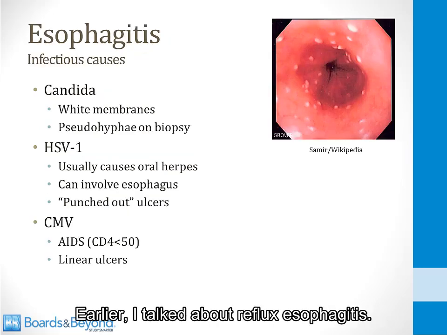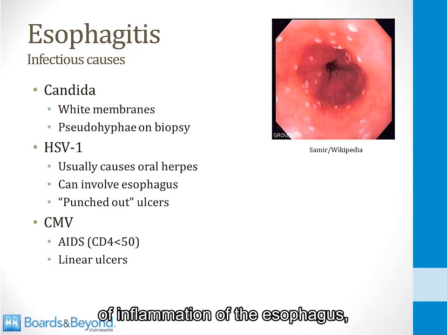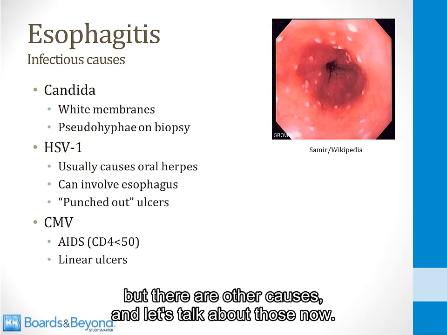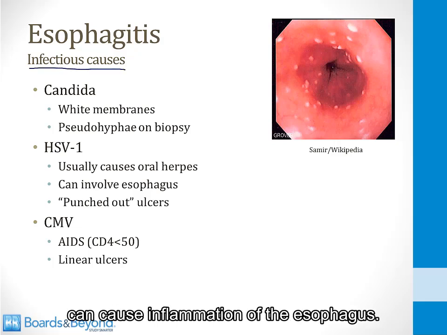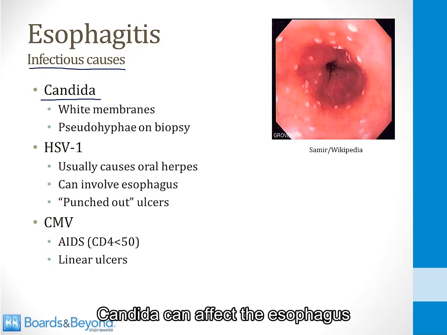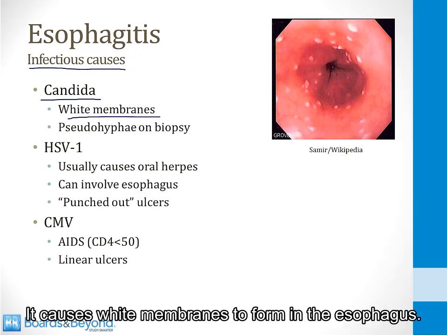Earlier, I talked about reflux esophagitis, and reflux is certainly the most common cause of inflammation of the esophagus, but there are other causes, and let's talk about those now. So first of all, certain infectious agents can cause inflammation of the esophagus. Candida can infect the esophagus, especially in patients who are immunocompromised. It causes white membranes to form in the esophagus.